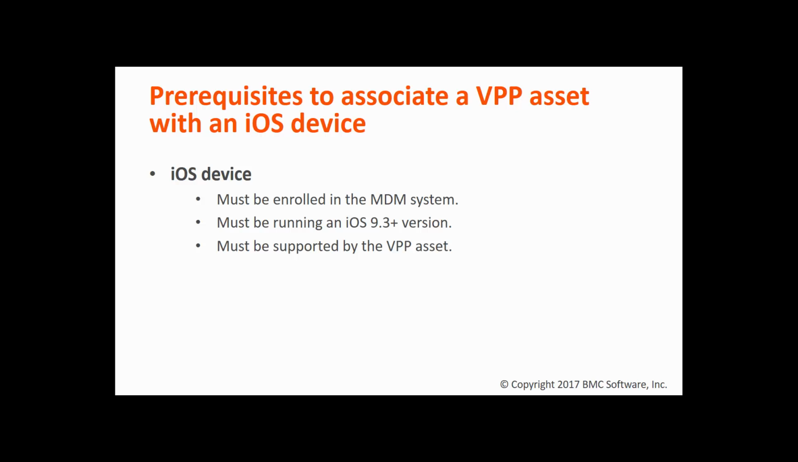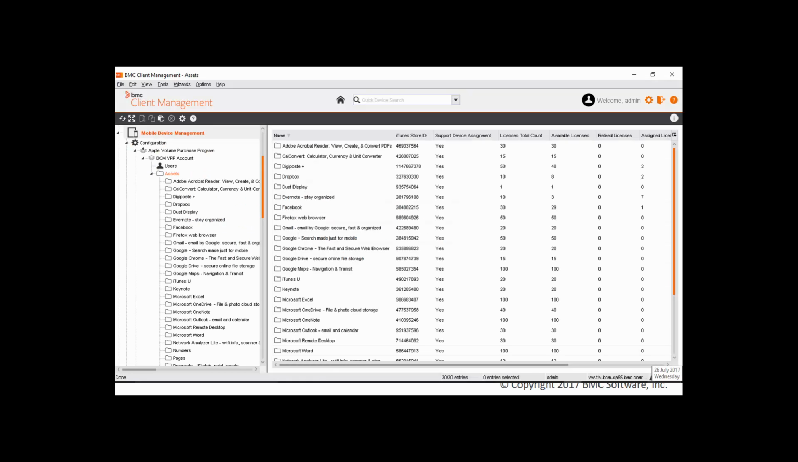The iOS device, which is ready for installing applications through VPP, must be enrolled in the mobile device manager system. It must be running an iOS 9.3 version or later, and it must be supported by the VPP asset. To know more about the VPP licenses that were purchased for applications from Apple, go to the Assets node and view details such as the total license count, the available licenses, the licenses that are retired, and additional information about every asset.